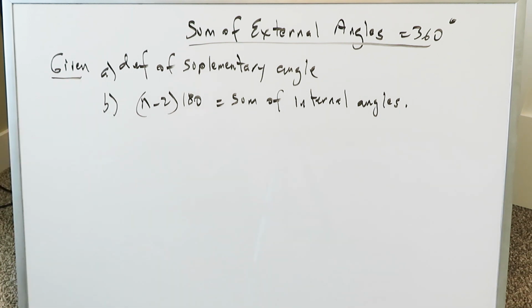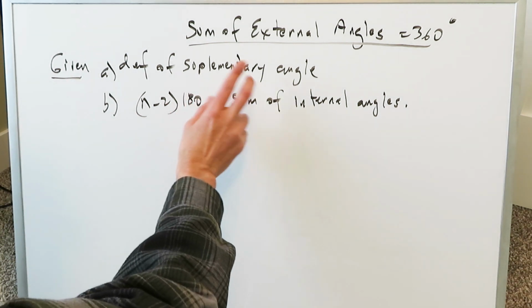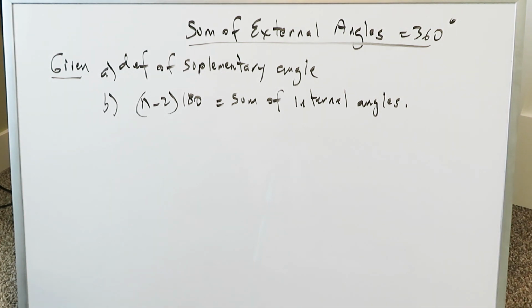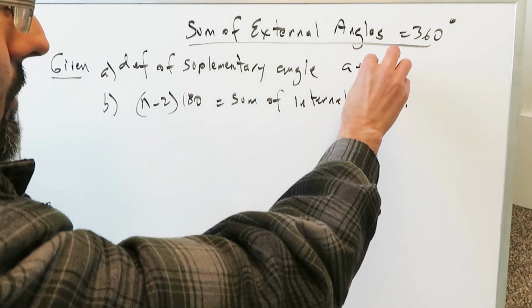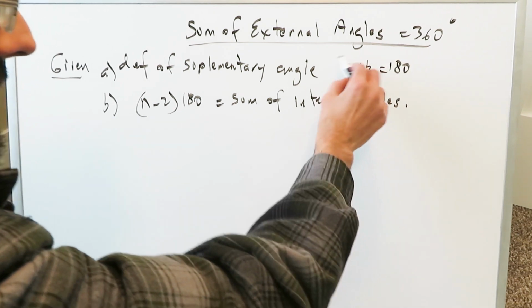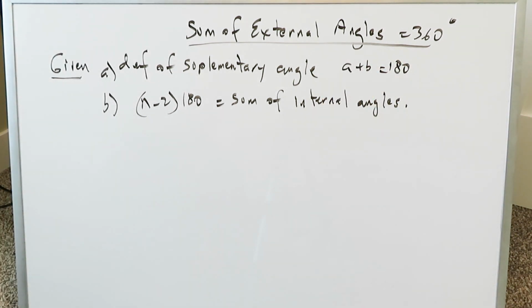You are given only the definition of a supplementary angle, a number of angles which always add up to 180. Normally you have two angles, A plus B, they equal 180, but it could be any number of angles so long as they add up to 180.